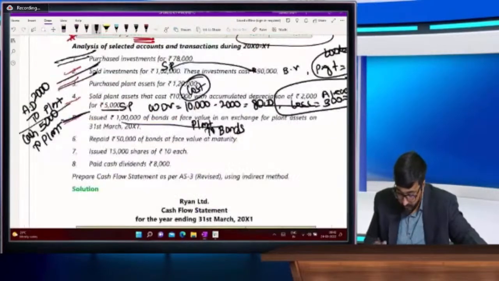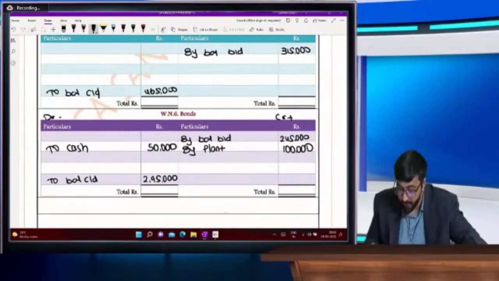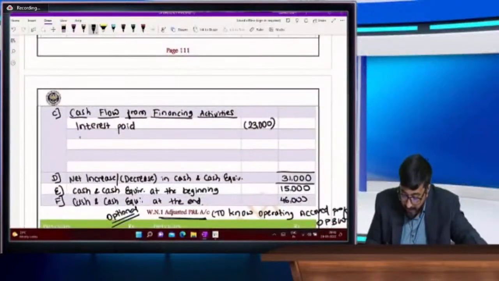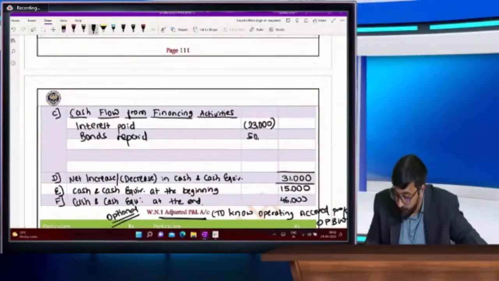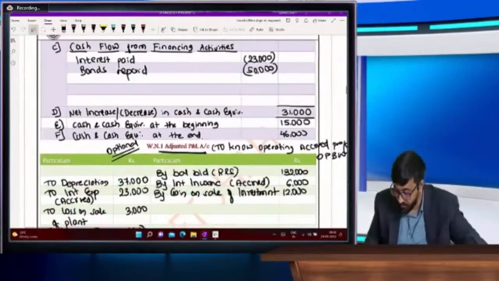Next, repaid bonds of rupees 50,000. Bonds repaid, so bonds to cash. And whenever there is cash, it is a financing activity now. Cash outflow, financing activity, bonds repaid, outflow 50,000. Two effects.